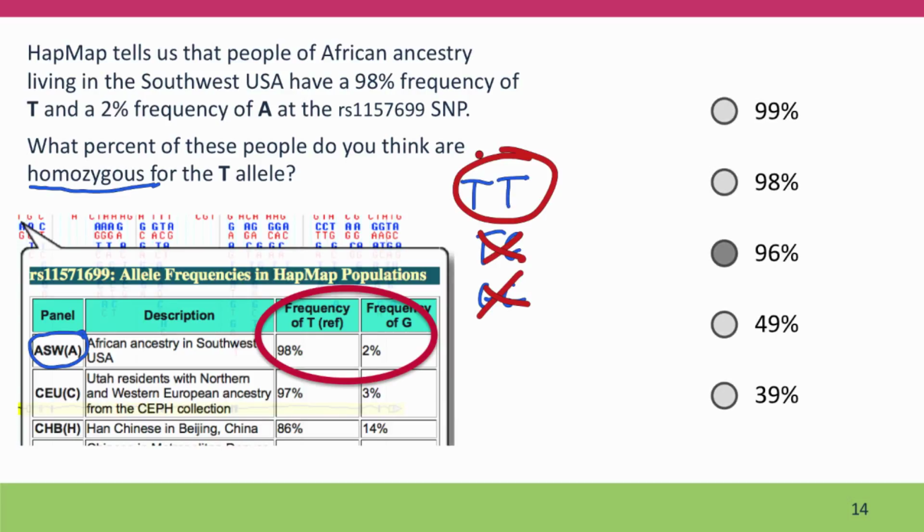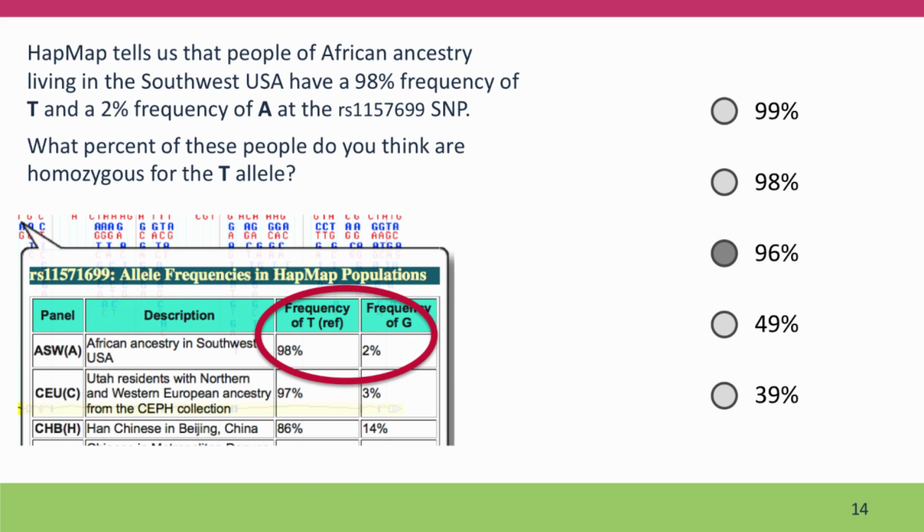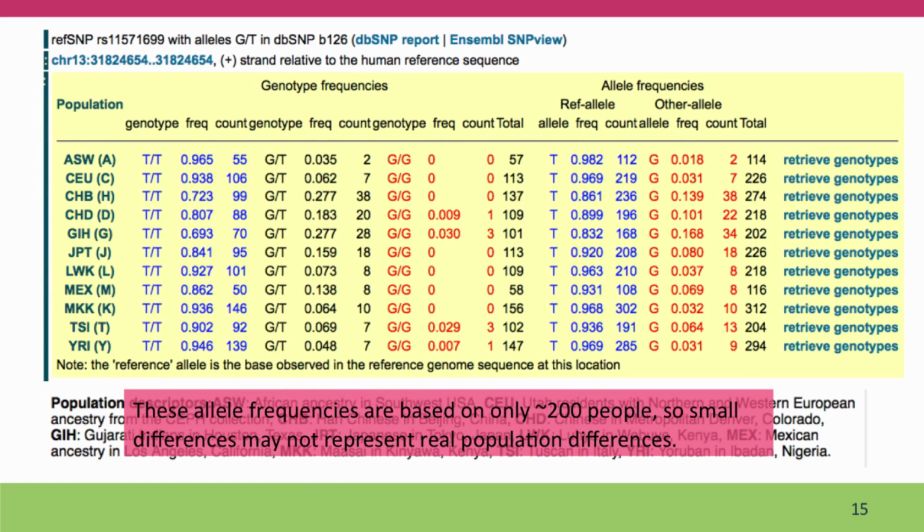And the answer is 96% of the population will be homozygous. And we get this number simply by squaring the frequency of the allele. You'll get more practice with this when we talk about mating in Module 7. Now, we don't have to do these calculations for the data in HapMap because we have the actual numbers.